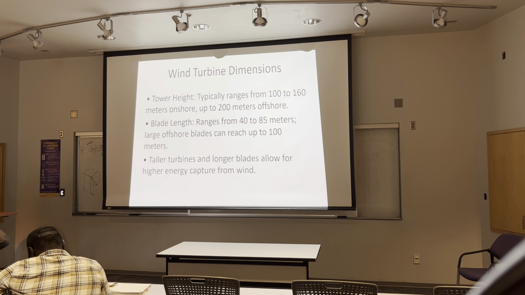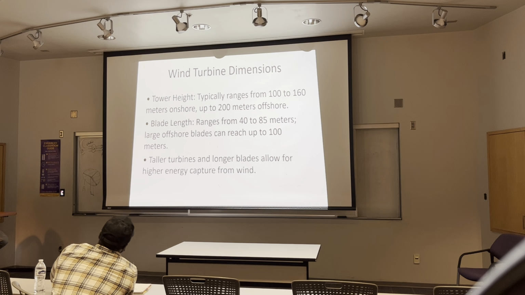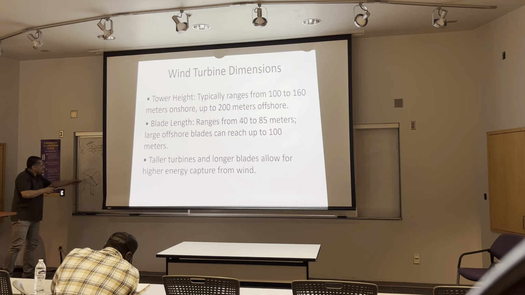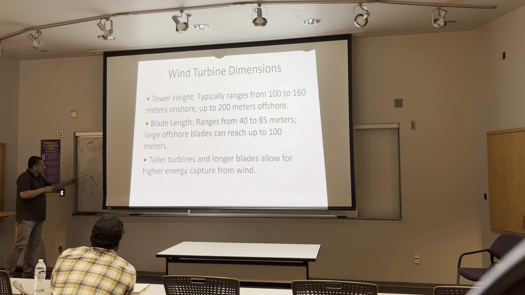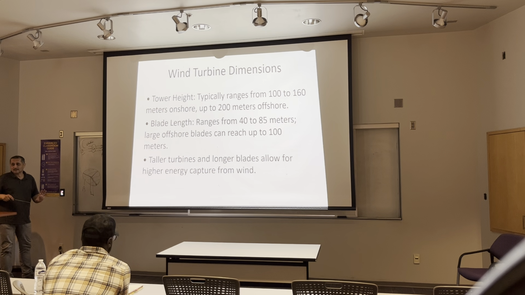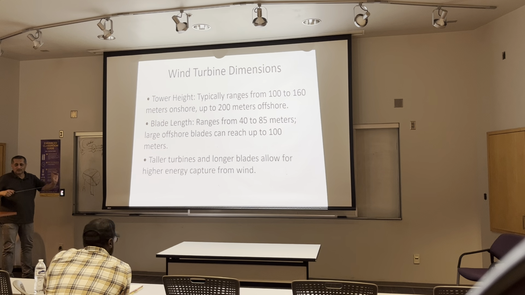We have the height of the wind turbine tower, and we have the swipe area. Swipe area depends on the length of the blade. This blade and this one should be identical. All of them identical: same length, same width.